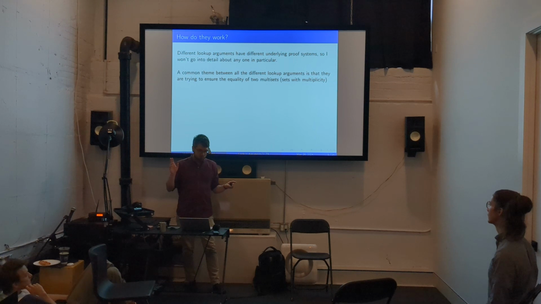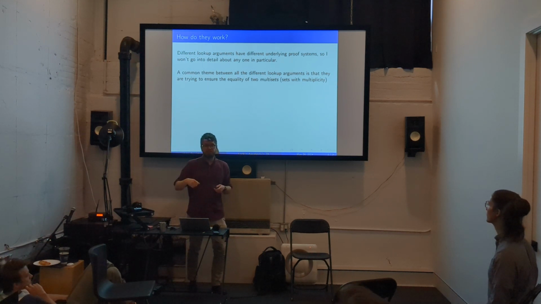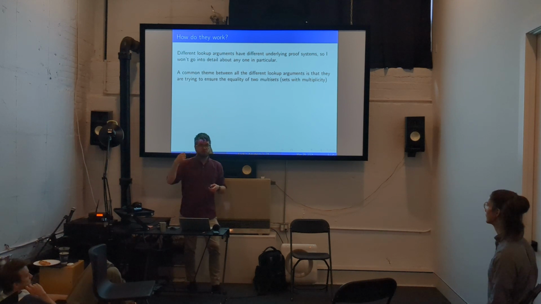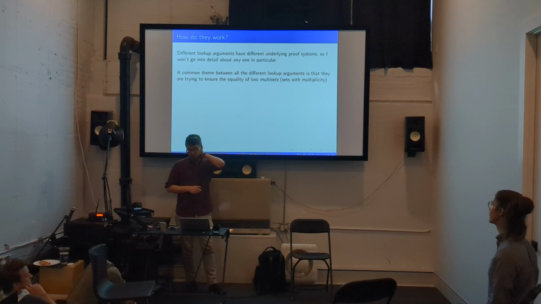To be extra precise, recall sets are order independent, so they're not lists, and a traditional set doesn't have multiplicities. If I write down the set A, comma A, that really is mathematically the set A. Sets don't have multiplicities, but multisets do. And it's important to keep track of multiplicities because you might be querying the same value multiple times, and you want your proof system to account for that. So a common theme between all lookup arguments is that you're trying to prove an equality of multisets.